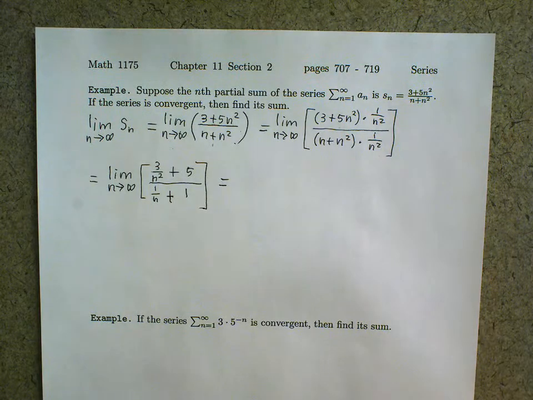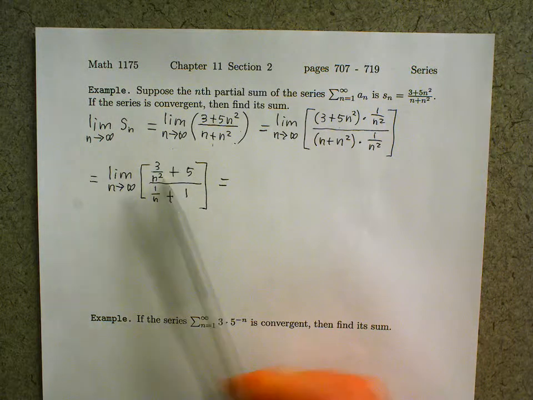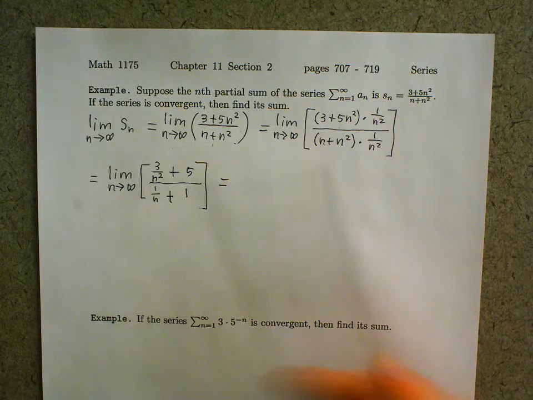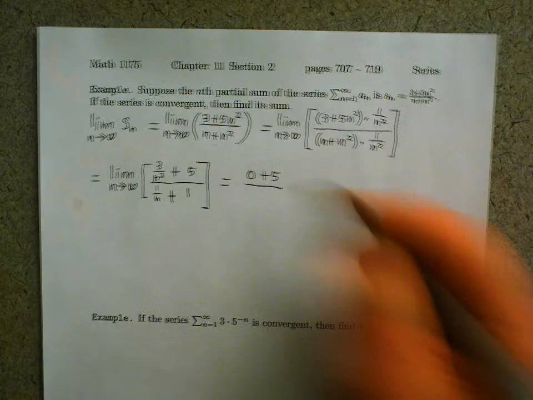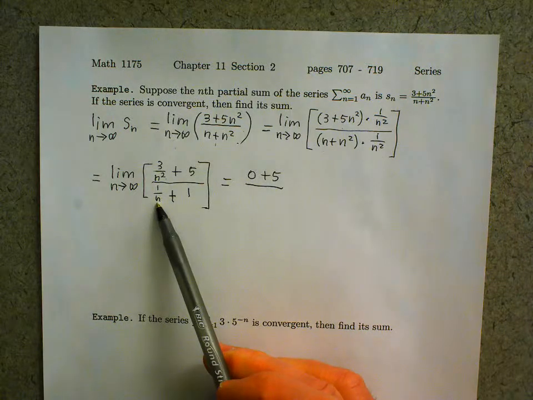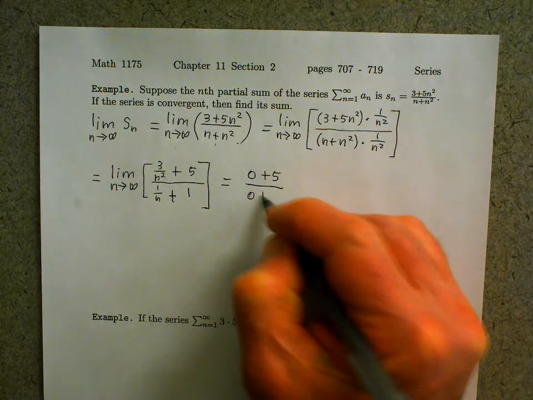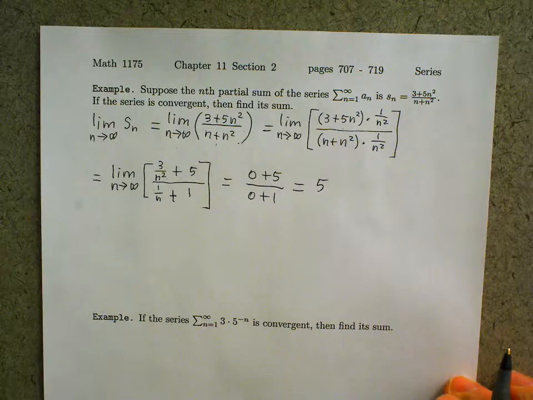And now we compute the limit. 3 over n squared goes to 0 as n goes to infinity. So the numerator goes to 0 plus 5. And in the denominator, 1 over n goes to 0 as n goes to infinity. So 0 plus 1. And so the limit is equal to 5.